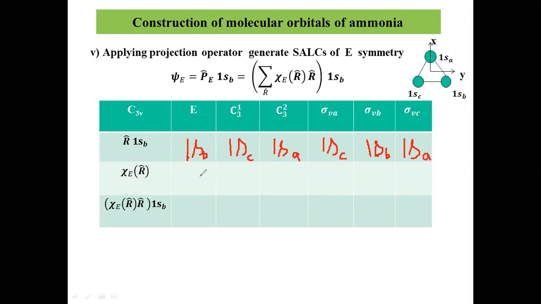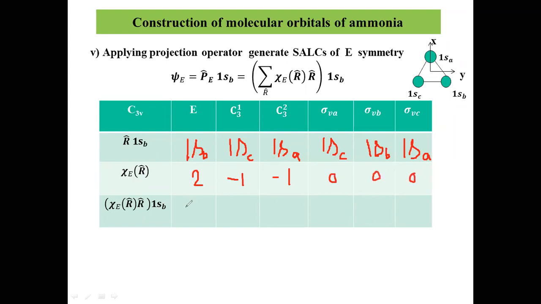Okay, so now we go for the character. The character for identity is going to be 2. For the doubly degenerate representation E, this is going to be -1. This is going to be -1 because they belong to the same class, so their characters are going to be the same. And all of these are going to be 0.